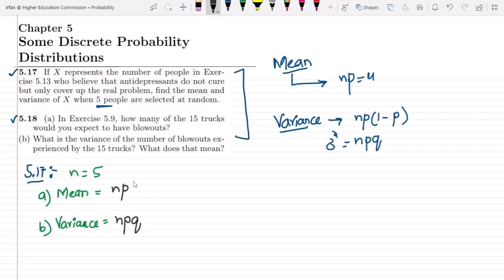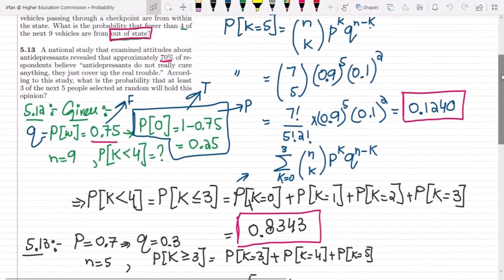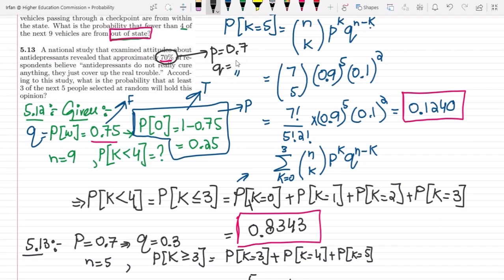Okay, we don't know the value of p, and that is already given in question 5.13. Let us go to question 5.13 now. So this is question 5.13, and here we can see what the value of p was. A national study that examined attitudes about antidepressants revealed that approximately 70% of respondents believe antidepressants do not really cure anything, they just cover up the real trouble. So it can be very clearly seen that p is 0.7, and q, which is 1 minus p, is 0.3. Okay, so let us get back to our question.